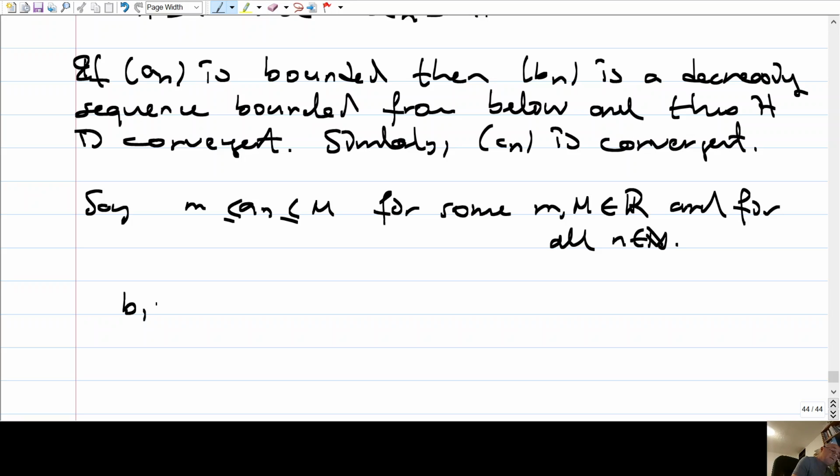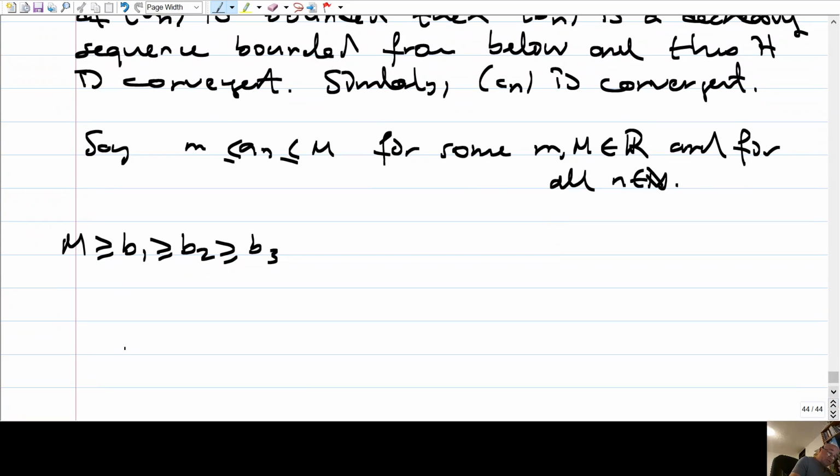B1 was a decreasing sequence. It is greater than B2, B3, and these are all less than M, of course, because the supremum of ANs, any subset of ANs, is less than this. And I know that of course Bn is always larger than Cn, because this is the supremum of a set and this is the infimum of the same set. So Bn is always larger than Cn.